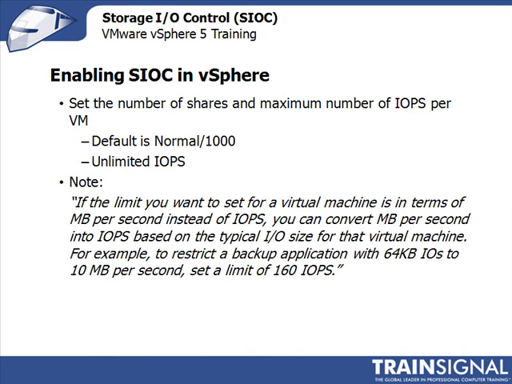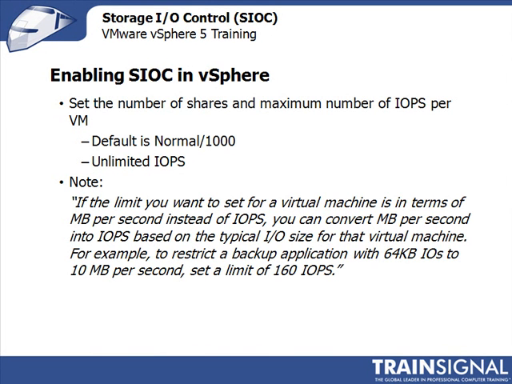Now, there's a big note here from the VMware official documentation, and it says, if the limit you want to set for a virtual machine is in terms of megabytes per second instead of IOPS, you can convert megabytes per second into IOPS based on the typical I/O size for that virtual machine. For example, to restrict a backup application with 64 kilobyte I/Os to 10 megabytes per second, then you can set a limit of 160 IOPS, or IOs per second.